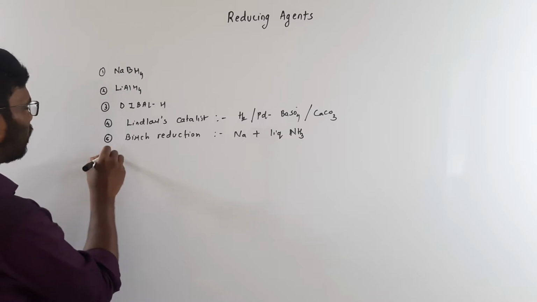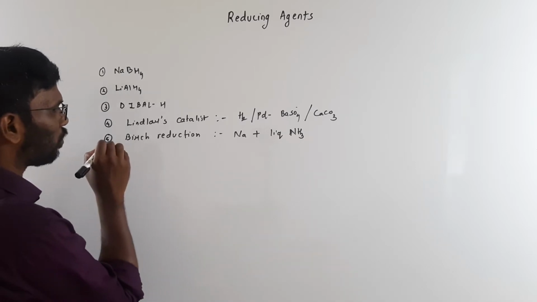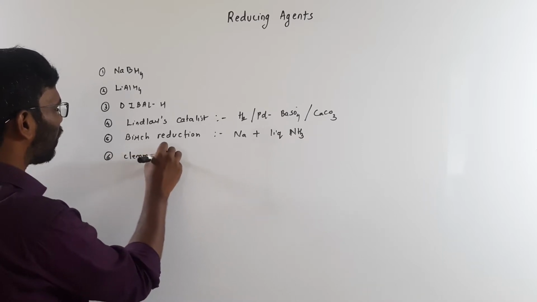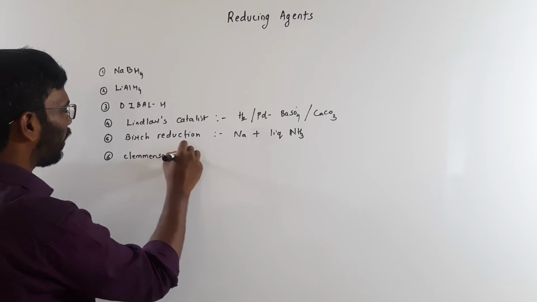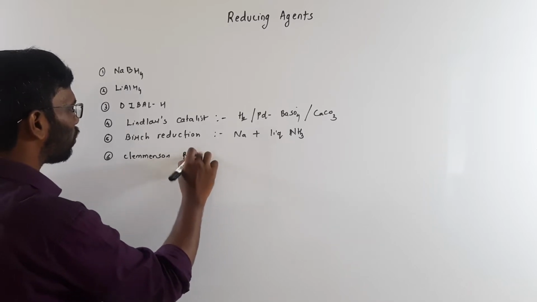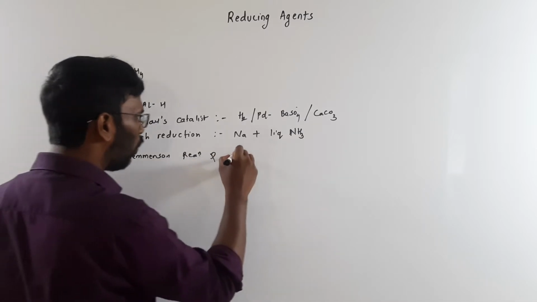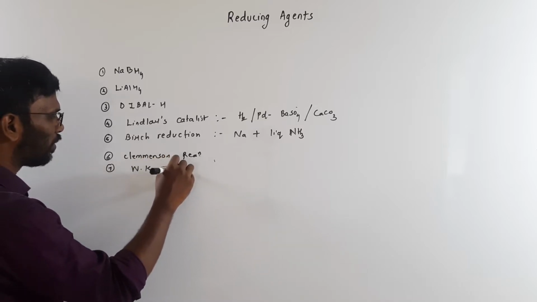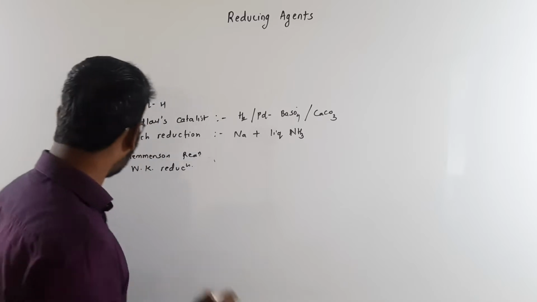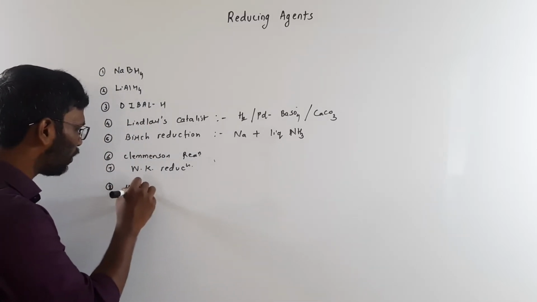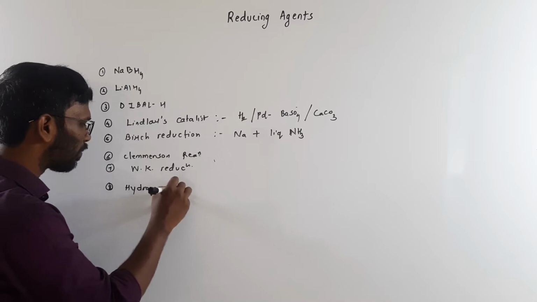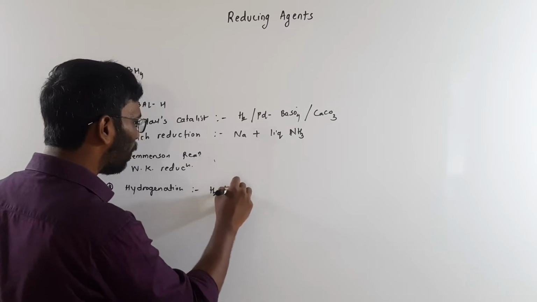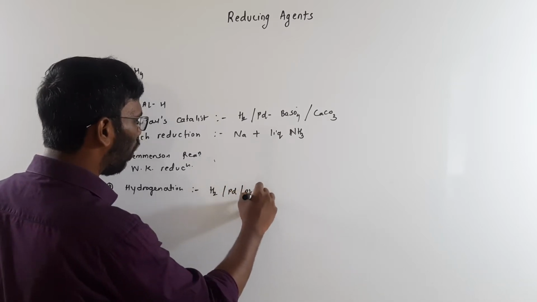Then sixth is Clemmensen's reducing agent, or I can write Clemmensen's reaction. And Wolff-Kishner, write it separately. That is the Wolff-Kishner reduction reaction. Then eighth, I will talk about hydrogenation. Here the reagents will be H2 in the presence of palladium, platinum, or nickel.